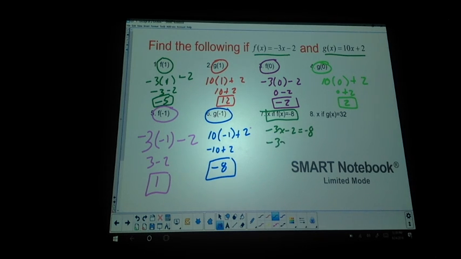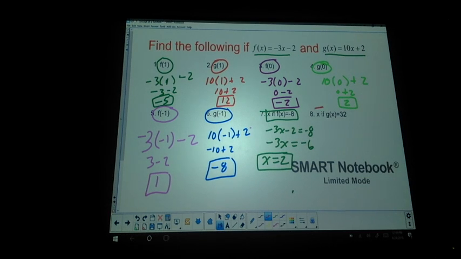So I'm going to add 2 to both sides. Divide both sides by 3, negative 3. So I wind up with x equals 2. So on this one, I'm not just getting a value, I'm getting an x equals value because I got to solve it in the equation.